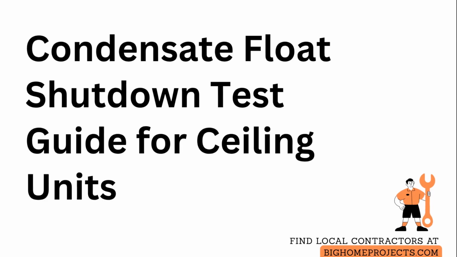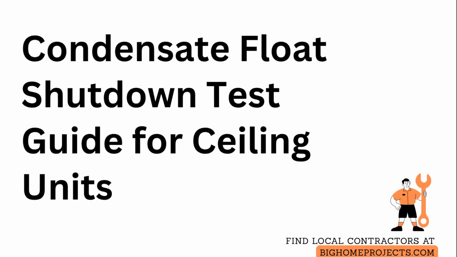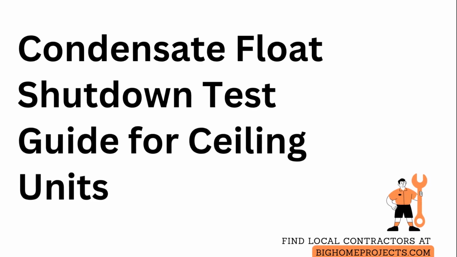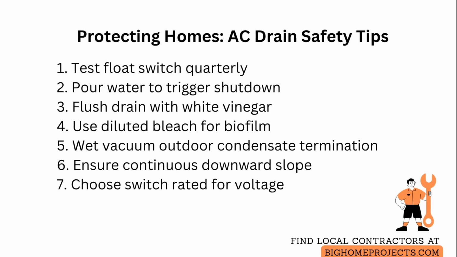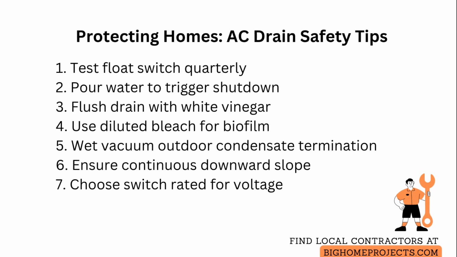Modern air conditioning units include safety switches in the condensate drain line to stop water overflow and prevent catastrophic water damage to ceilings and upper floors. Safety switches sit where condensate collects, and they interrupt power to the unit when water reaches a preset level, preventing continuous drainage into living spaces.